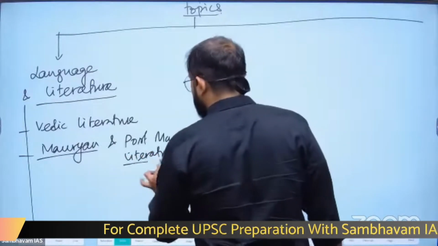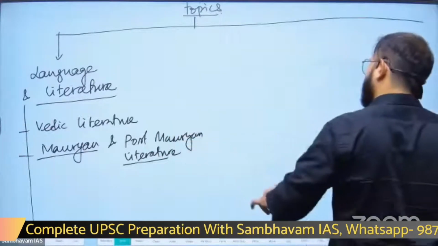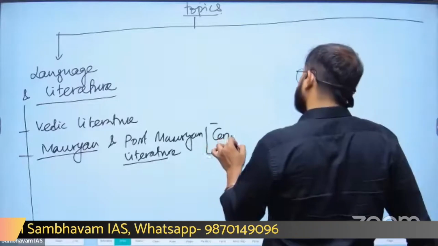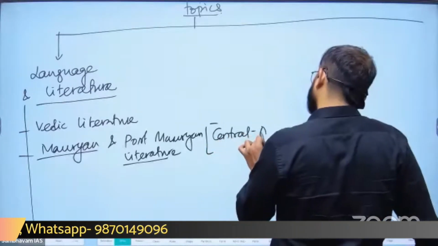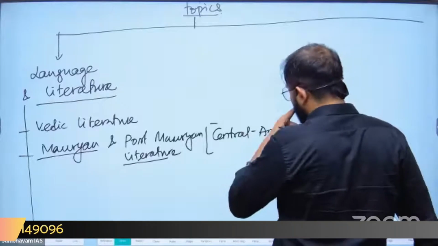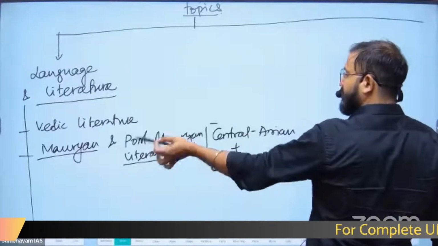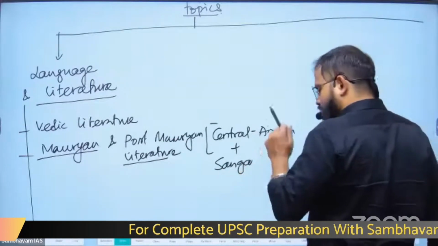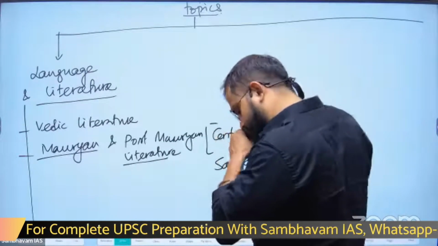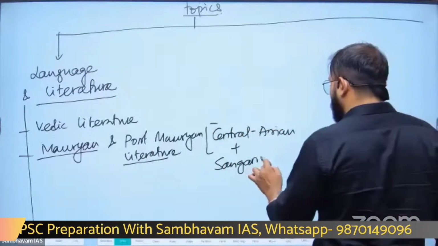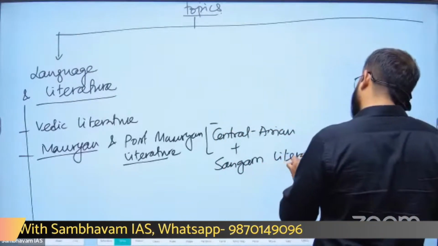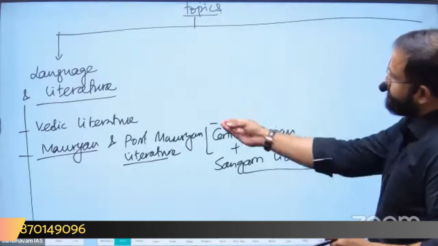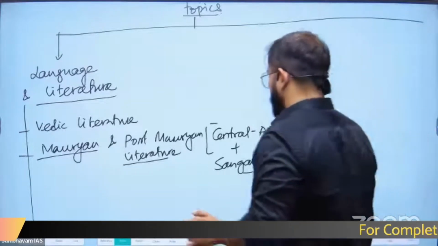Post-Mauryan literature will primarily include Central Asian, contemporary to Central Asian, and also if you look at Southern India during this period, that will be the Sangam literature. Then we have Gupta literature.